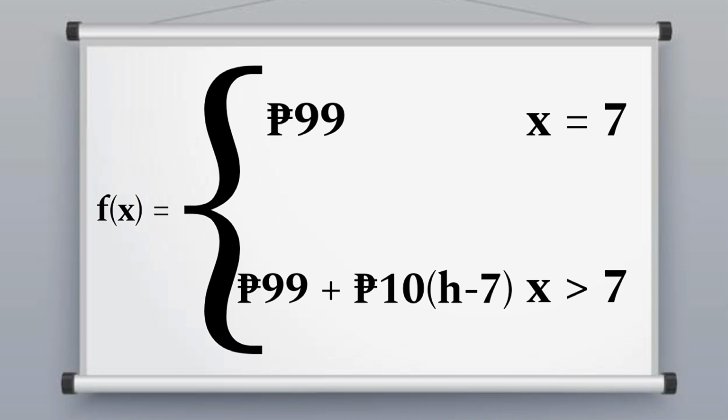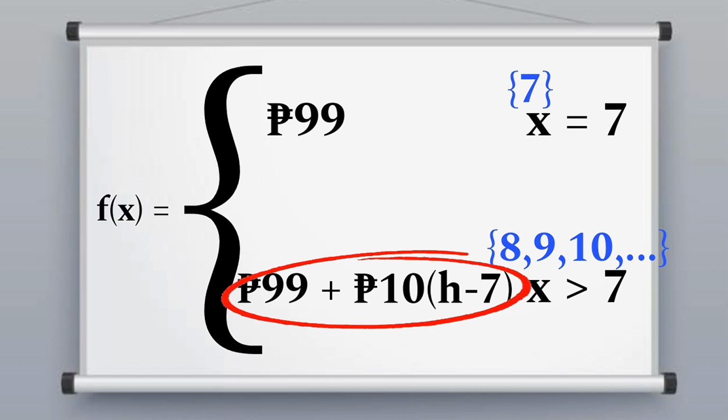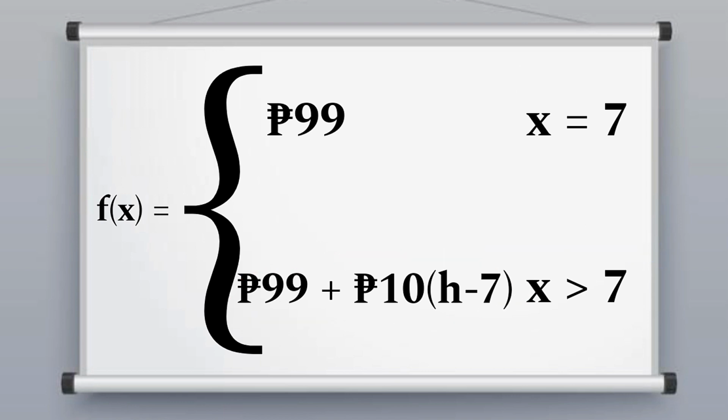Step 3. Solve for each interval. Solve the function separately for each interval. If x is equal to 7, use f of x is equal to 99 pesos. If x is greater than 7, use f of x is equal to 99 pesos plus 10 pesos multiplied by (x minus 7). Consider the piecewise function. F of x is equal to 99 pesos if x is equal to 7. 99 pesos plus 10 pesos multiplied by (x minus 7) if x is greater than 7.